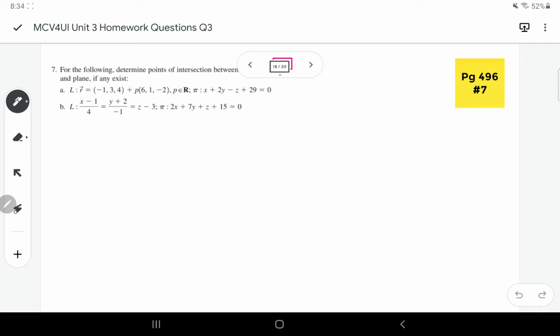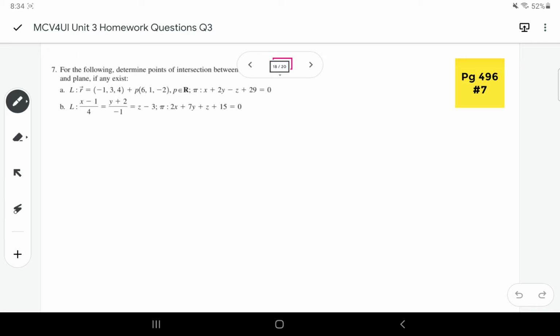I thought this way you will each be able to check on the questions that you needed the most help on. So the first one here is question 7 on page 496. For the following, determine points of intersection between the line and the plane, if any exist.